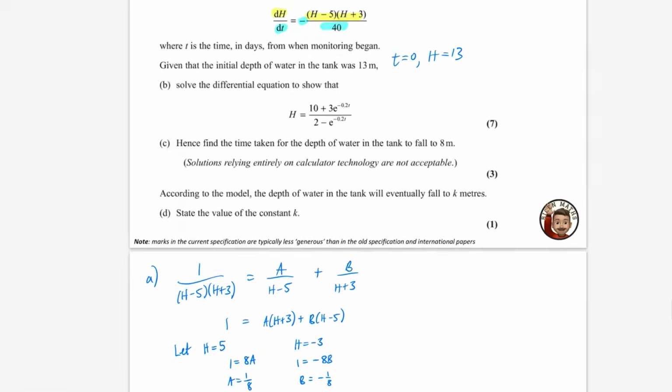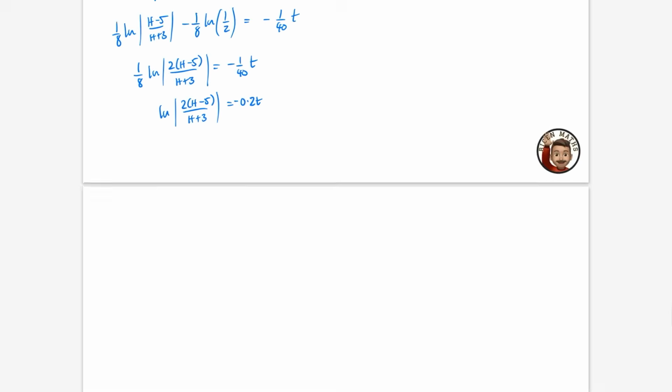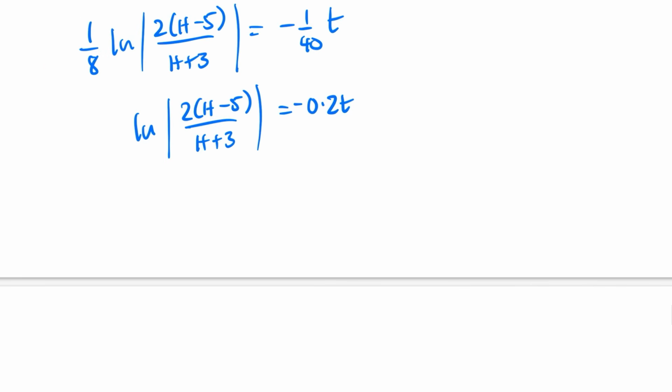We now just need to make h the subject of this. And this is where people can find this quite overwhelming because there's just so much manipulating that needs to be done. So the ln that I've got, I'm going to get rid of that and change it to an e onto the right-hand side. So I get 2 lots of h minus 5 over h plus 3 is equal to e to the minus 0.2t.